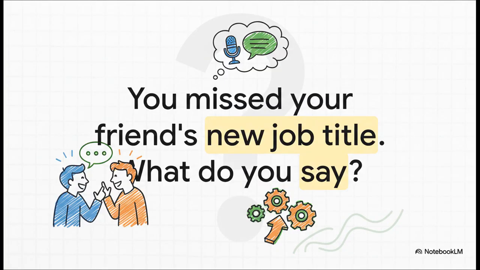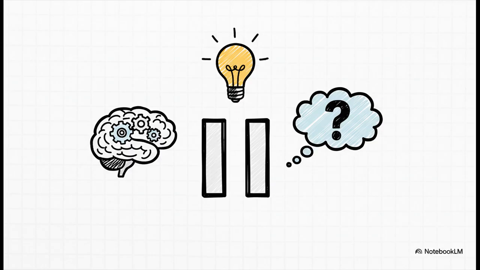Okay, here we go. First scenario. Your friend is super excited and says, "I just got a new job as a," but you totally missed the job title. What is the absolute best thing to say right now? Go ahead and pause this explainer for a second and think about it. Try to use that last word trick we just talked about. Okay, go ahead and hit pause now.